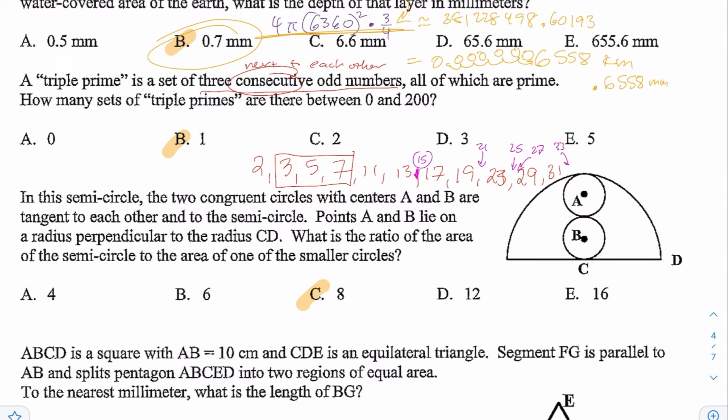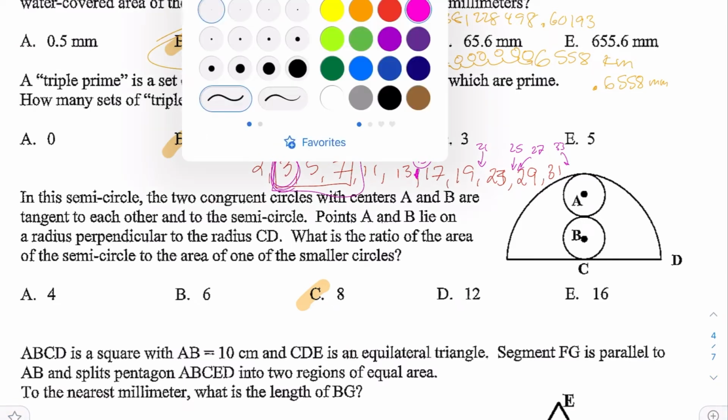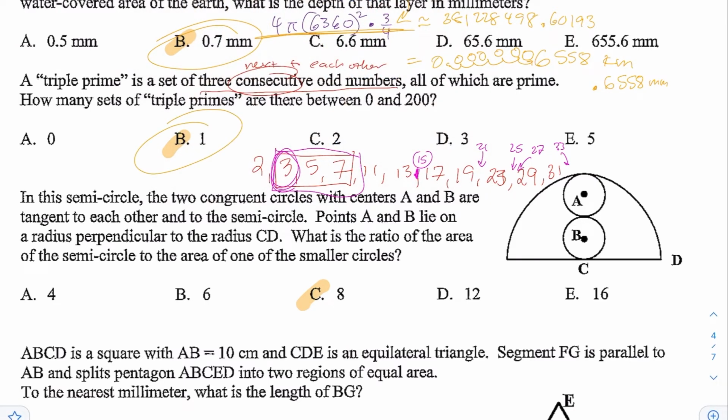So you won't ever have 3 consecutive odd numbers, because one of them will be a multiple of 3. So the only one is just 3, 5, 7, where 3 is a multiple of 3, but 3 is also prime. So it's choice B, there's only one, 3, 5, and 7.